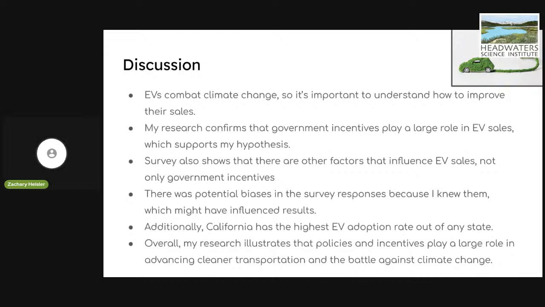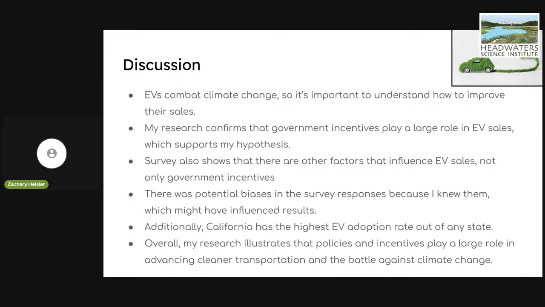Also, my survey results reveal that while incentives are a key factor, other considerations also affect consumer decisions, like range anxiety and how far it can travel. But I also got information about environmental benefits and how people like those. Despite the strong evidence, there were also limitations, because there were potential biases in my survey, because California is the state with the highest EV adoption rate. So it was more likely that I found people who did like EVs. So that was one limitation.